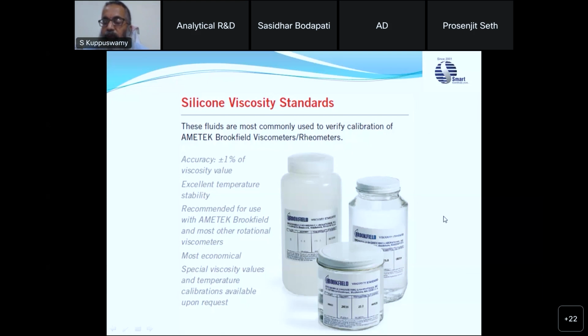Okay. There are two more questions. If my sample size is below 500 ml, then how can I measure viscosity? Somebody is asking, if my sample volume is below 500 ml, how can I measure viscosity? So we have discussed the small sample adapter and the UL adapter that can be used.